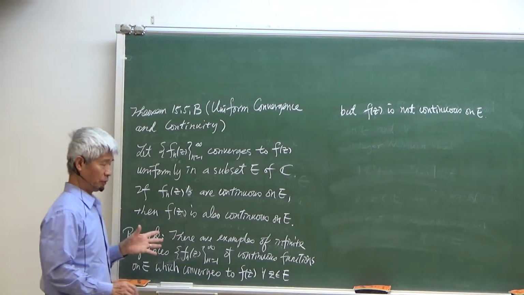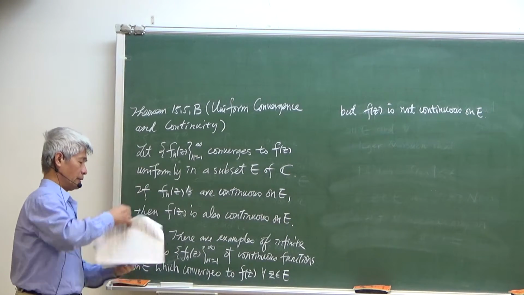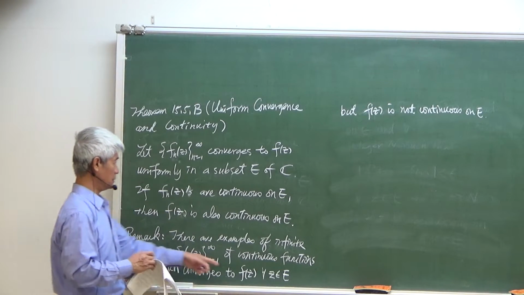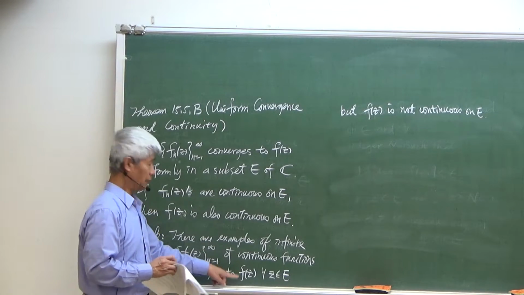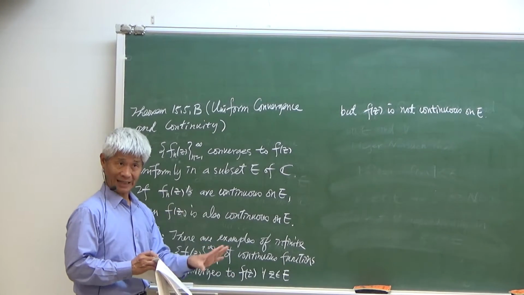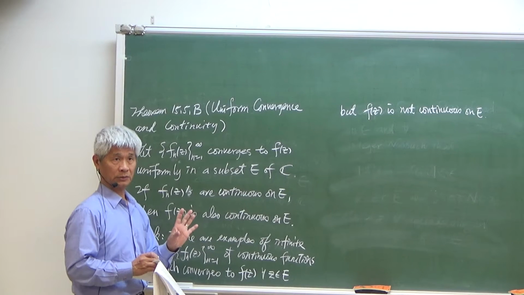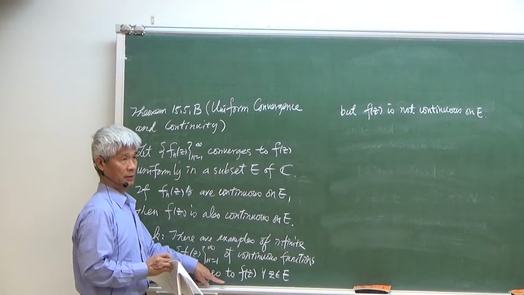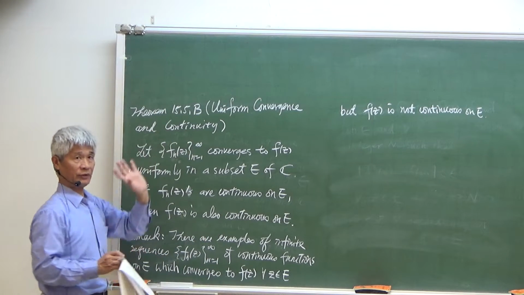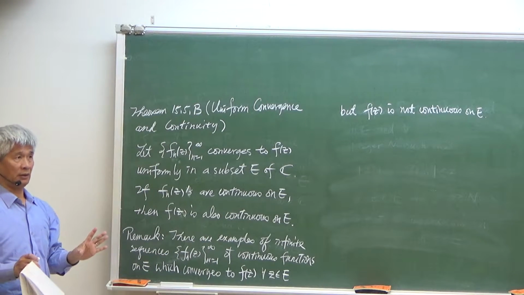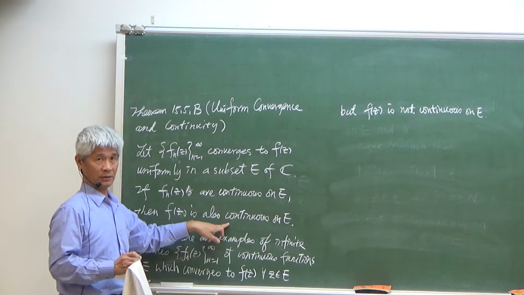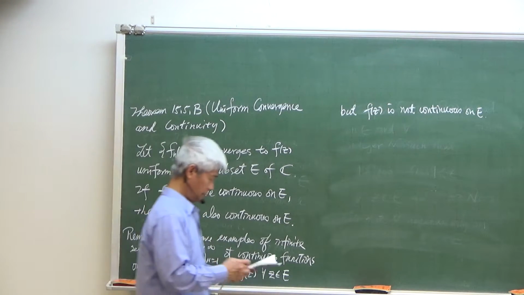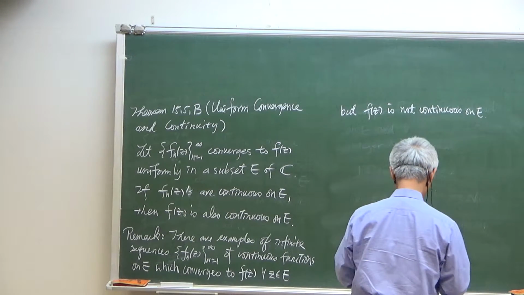Okay, so there are examples that without the uniform convergence, the limiting function may be continuous or may not. There is no conclusive result for that. But uniform convergence gives you a sufficient condition for the limiting function to be continuous. Okay? And it is quite useful.